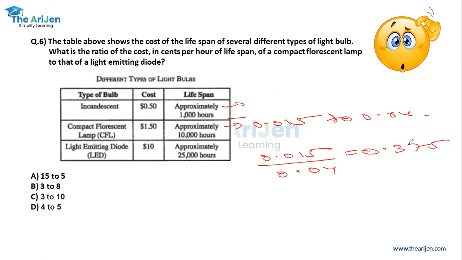Now which equals 0.375. Okay, so now when we'll check the answer choices to see which number we are getting, 0.375 is, when we write it in the fraction, option B is correct, 3 to 8, right?